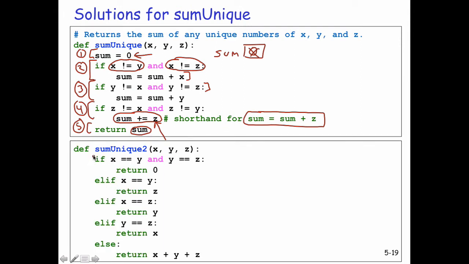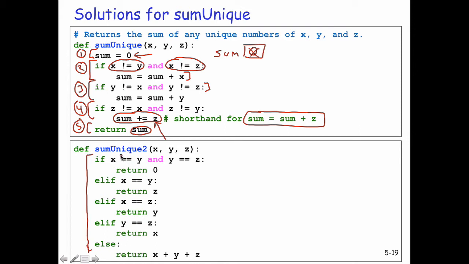In this strategy, we have a single conditional statement. That's a chain conditional that has 3 elifs and an else. Let's see how this one works.